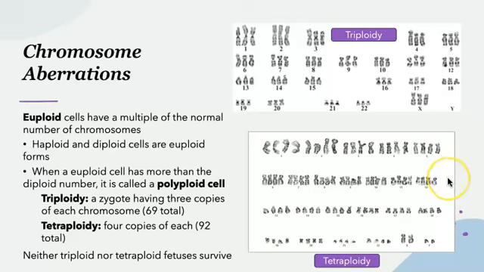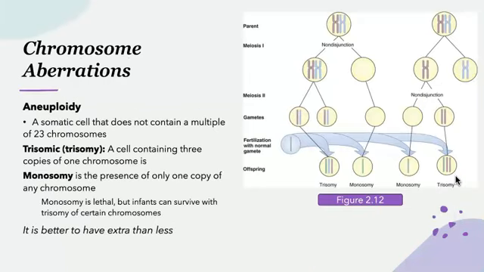This is known as a tetraploidy, where we have 4 copies of each and end up with 92 total chromosomes. Of course, neither of these fetuses will survive because we do need that 46 number of chromosomes. Now we can have a couple more, a couple less to survive, but this will not work.